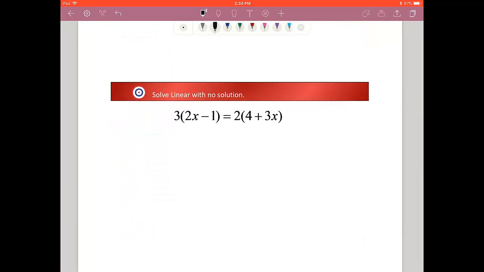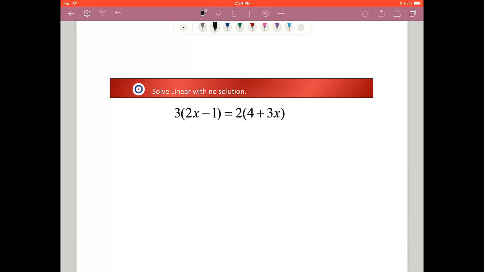Here's an example where we won't have any solution. So we have 3 times the quantity 2x minus 1 on the left, and 2 times the quantity 4 plus 3x on the right. I'm going to distribute, giving me 6x minus 3 on the left. On the right, we have 8 plus 6x.